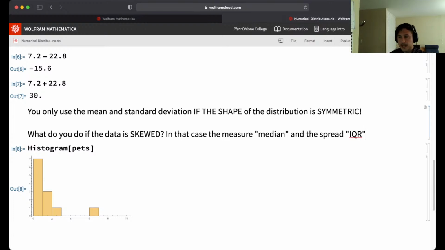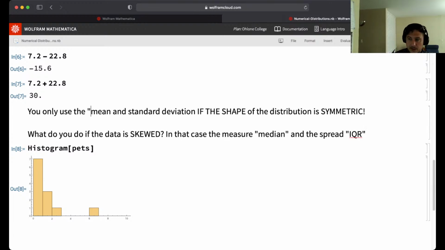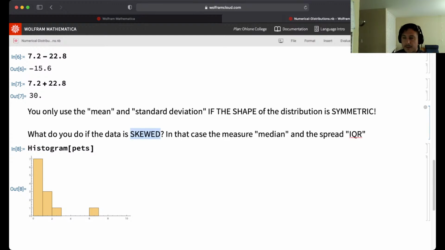So you use mean and standard deviation if your data is symmetric. If your data is skewed, left or right makes no difference. You're going to use something called the median and the IQR. And we're going to talk about what those are. But this is why it's important to figure out the shape first. If the shape is symmetric, you use certain types of numbers. If the shape is skewed, you use a different set of numbers.